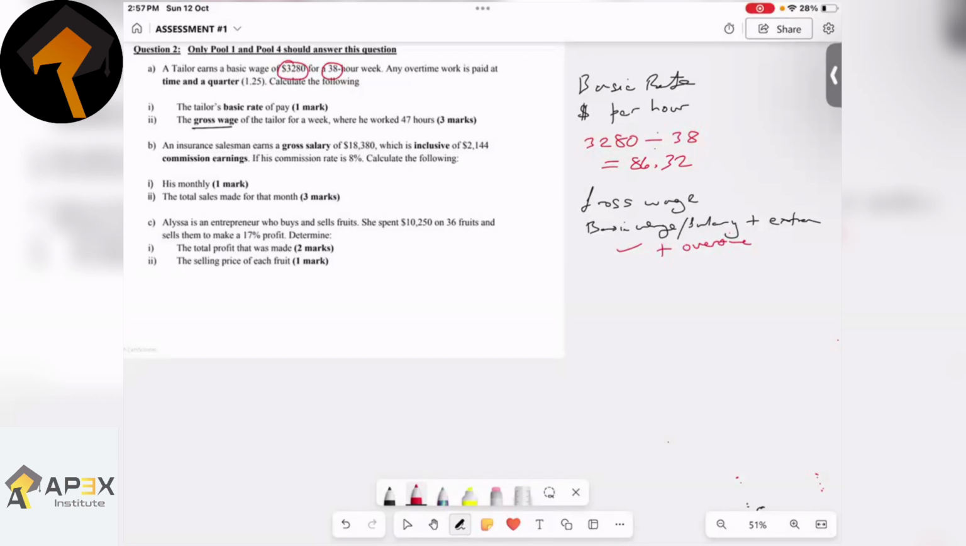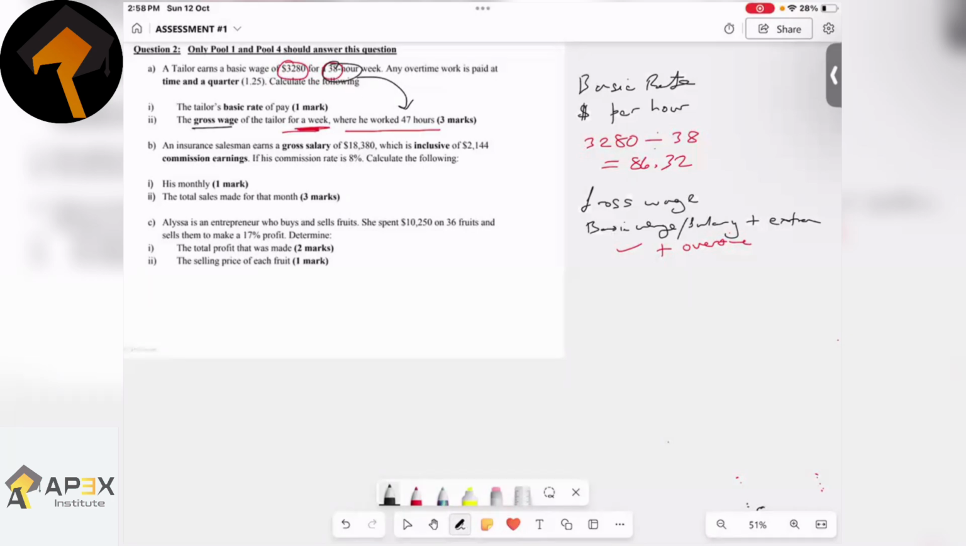It says that we want the gross wage of the tailor for a week where he worked 47 hours. Here's where the interpretation and comprehension comes in, paying attention to details. If the basic wage worked was 3,200 for 38 hours, what would have caused this worker to work for 47? Logical thinking meaning that there would have been some overtime worked. Well, maybe what I could have done in the question was that I could have said during a particular week. That would have maybe given the question a bit more details and more emphasis.